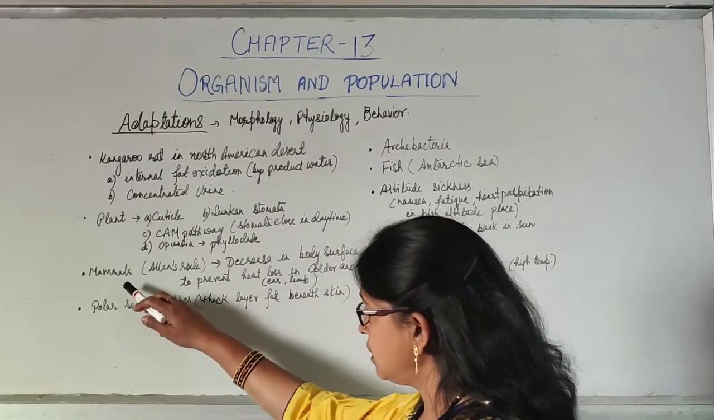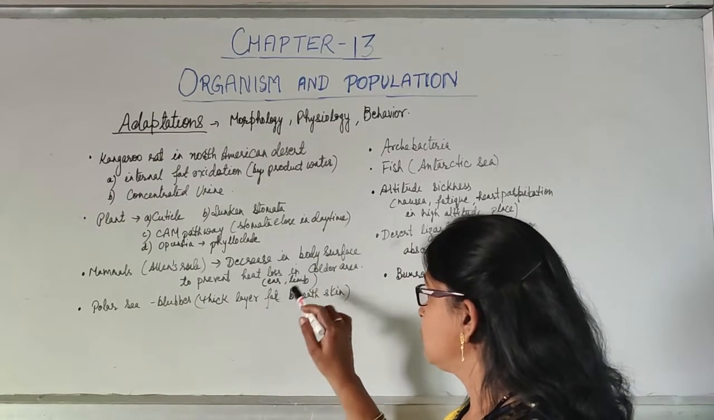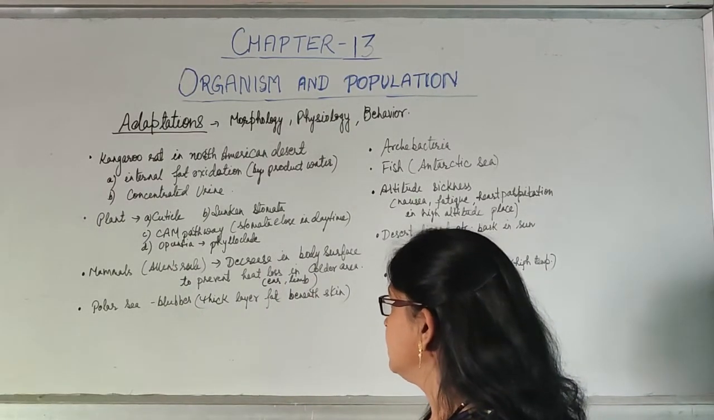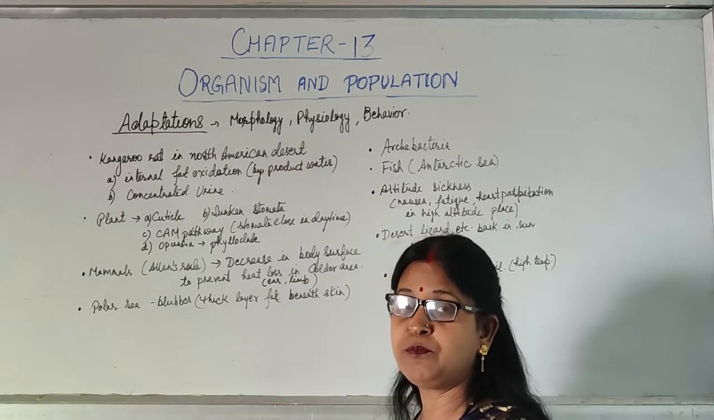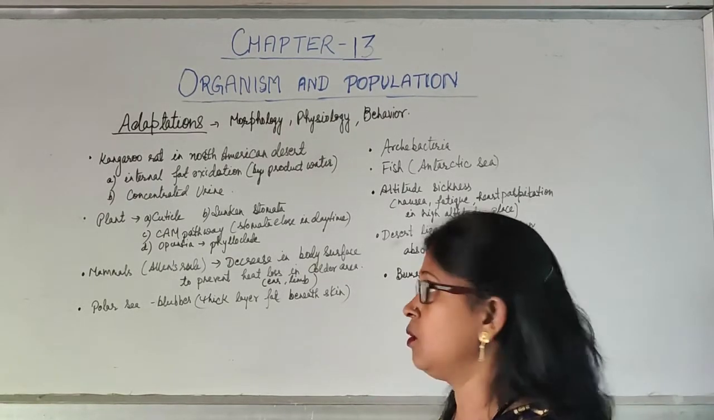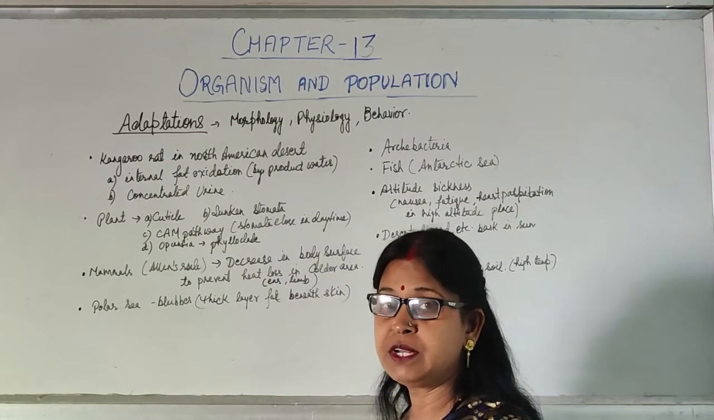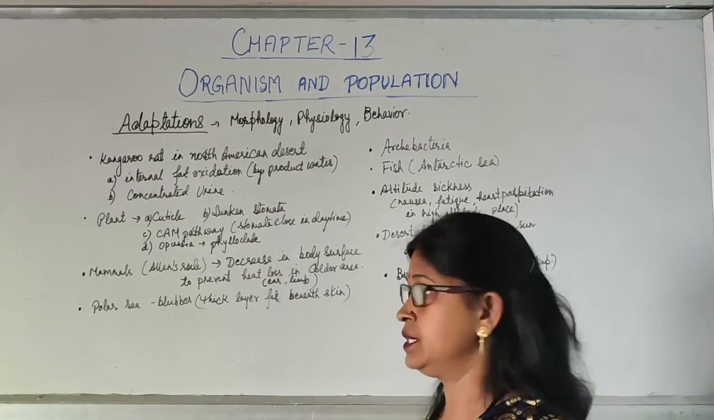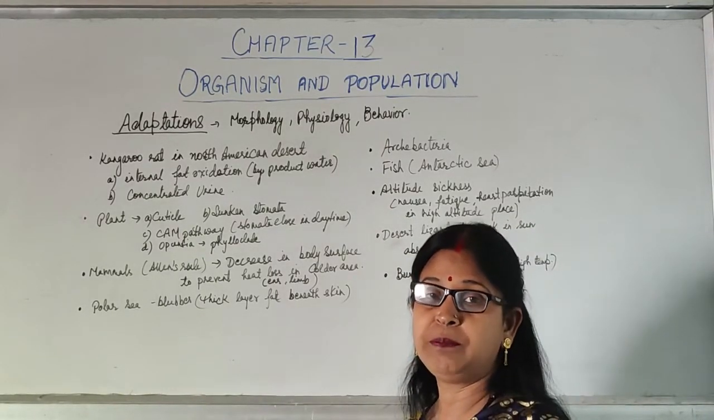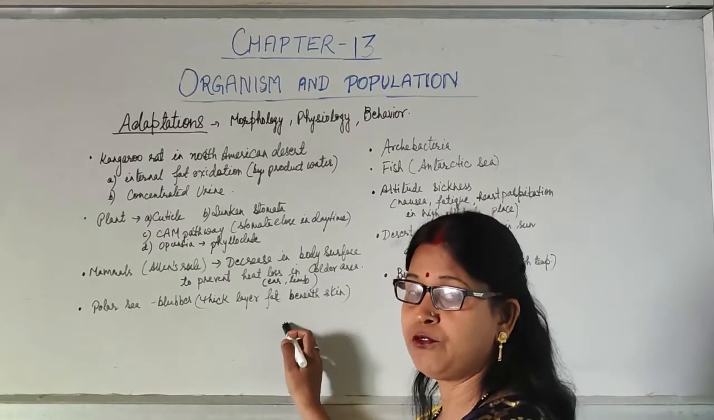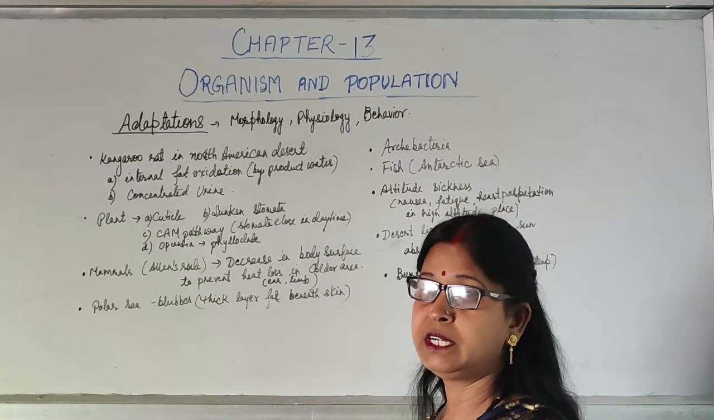Then some other examples, like Allen's rule in mammals. According to this rule, in very cold regions, organisms' body surface would lose heat, so to minimize the heat loss from the body surface, their ears, limbs, etc. become very short, to preserve heat. Then, the polar seal has blubber, a thick layer of fat just beneath the skin, which acts as an insulator and prevents heat loss.